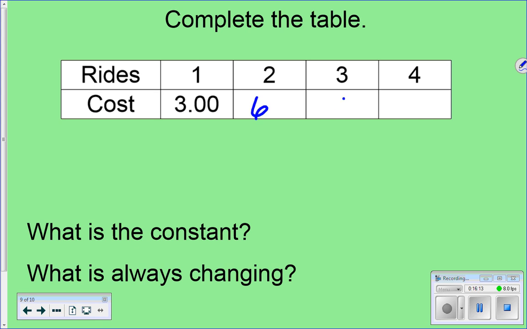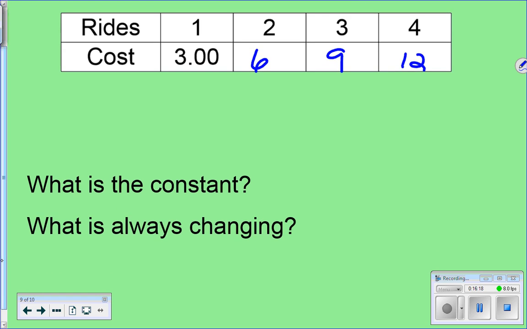3, 4. Okay, so what's the constant? 3, it's going to go up by 3. So what is always going to change? The cost and my rides are going to always change. My x and my y are going to change all the time. If I'm going to ask you how to write an equation for this, what am I going to do to write an equation for this? Yep, y equals. Okay, so if I'm going to ride 20 rides, how much is it going to cost me? $60. I use my equation to figure that out.